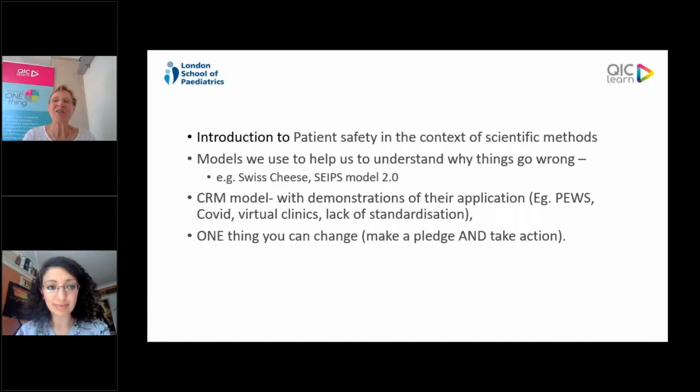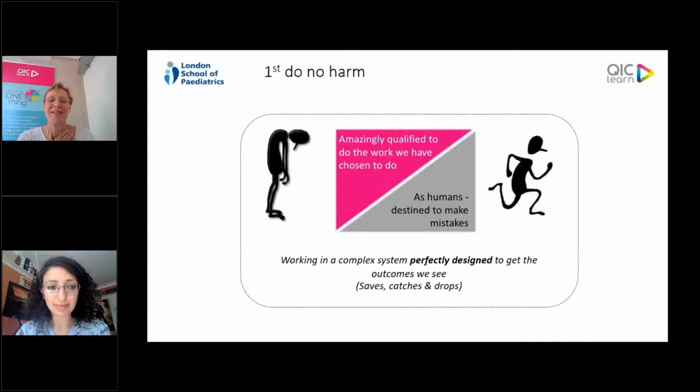So first of all, I want to start with this slide here. First, do no harm. It's the sort of premise of our practice. And you are all amazingly qualified to do the work that you do. At the same time, you are human like everybody else, and therefore you are destined to make mistakes. And those two bedfellows are quite uncomfortable to have in close proximity. And so what we need to do is look for all the help that we can get to find ways of addressing the natural deficits that we have.